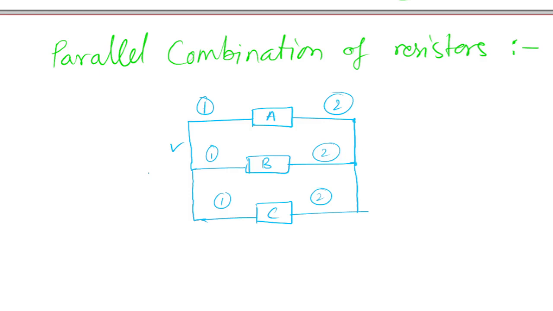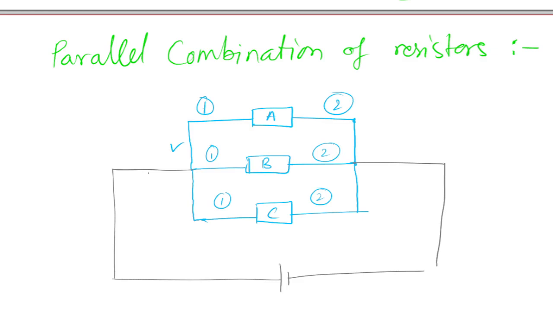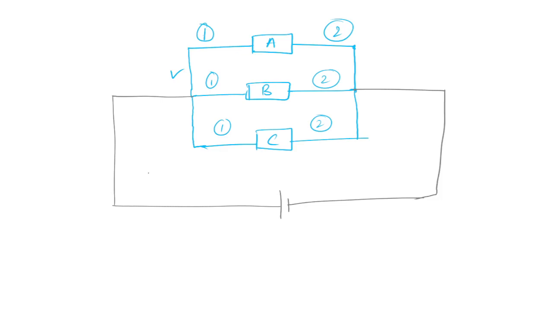Now, to make this circuit complete, I have to take the connection out to connect it with a power supply. So here I connected a wire with a power supply. Like the other circuit diagram in series combination, this one also has the EMF epsilon.